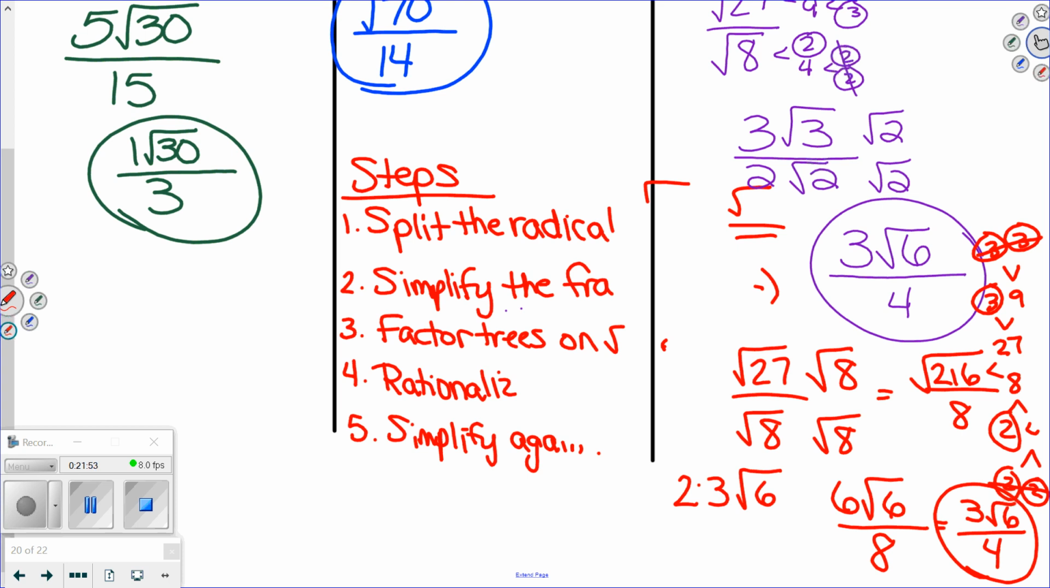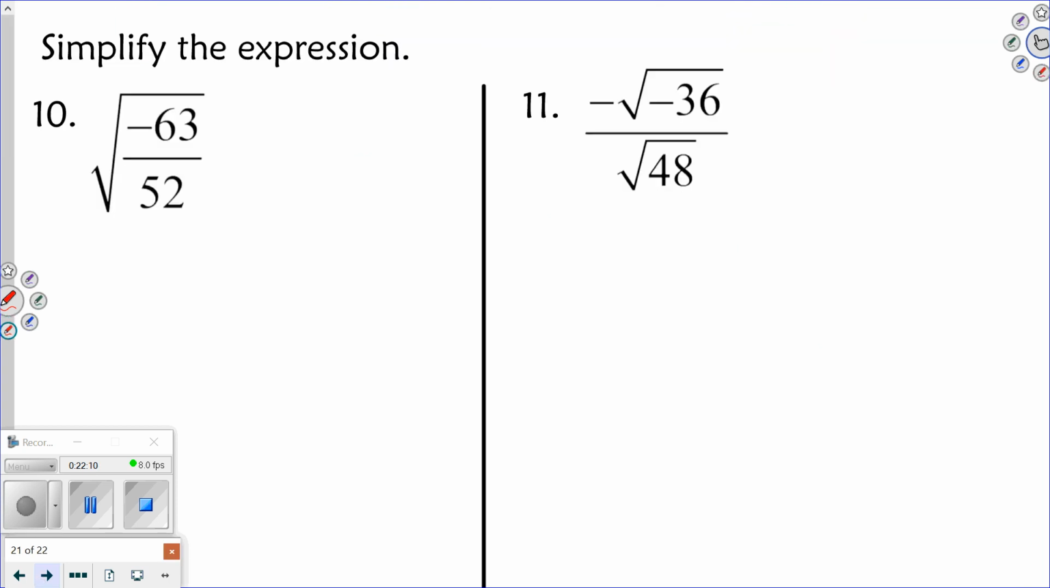When I did it from the very beginning, a factor tree on a 27 and an 8, I bet you didn't even need your calculator to do a factor tree on those, right? And they're smaller, a lot easier to work with. If you do it later on, your numbers get bigger, and then you have more simplifying to do at the end as well, okay? All right, number 10.